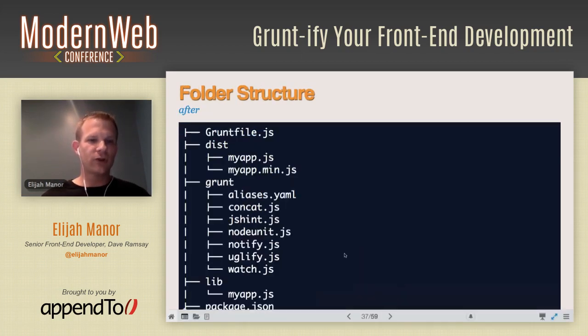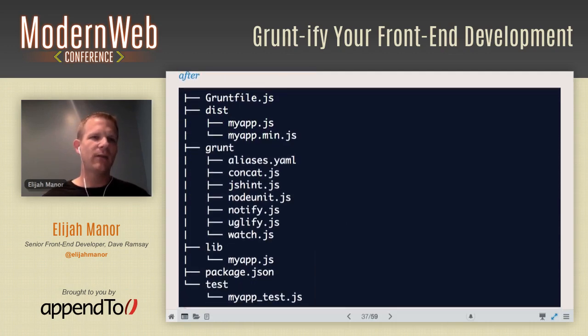So the folder structure that the app uses is more like this. We have our grunt file again, the grunt folder, and here are the ones I converted. We have the concat, JSHint, nodeunit, notify, uglify, and watch. And here's my unit test. So it cleans it up quite a bit.